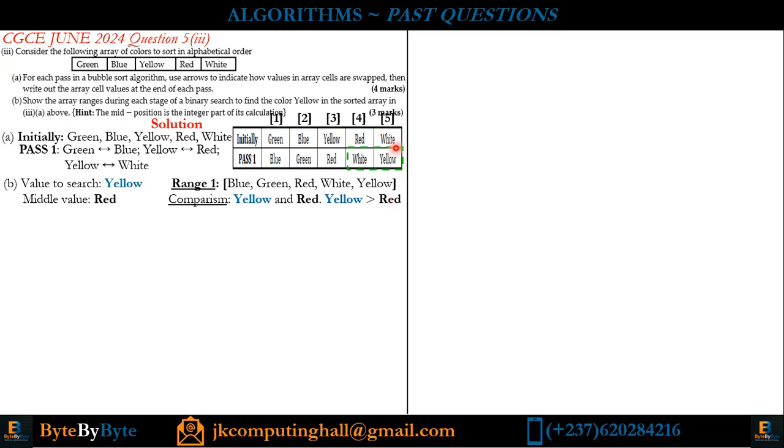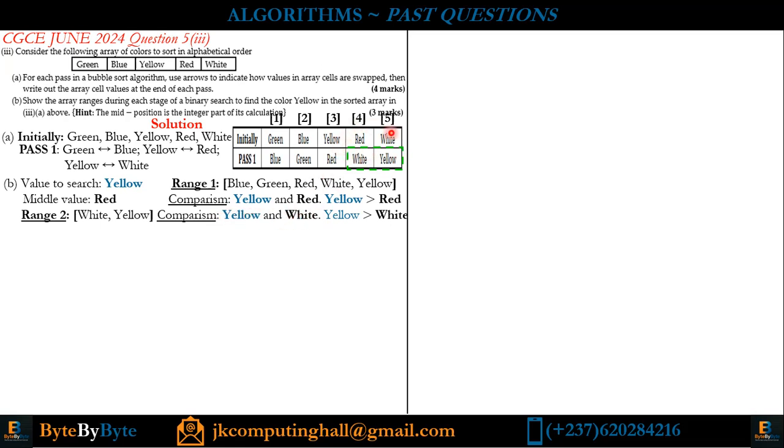So our new range now will be white, yellow because this was our middle. The new range is the sub list above. So this is our new range now. So range 2, white, yellow. Comparison, yellow and white. Now, let me tell you why it is white.